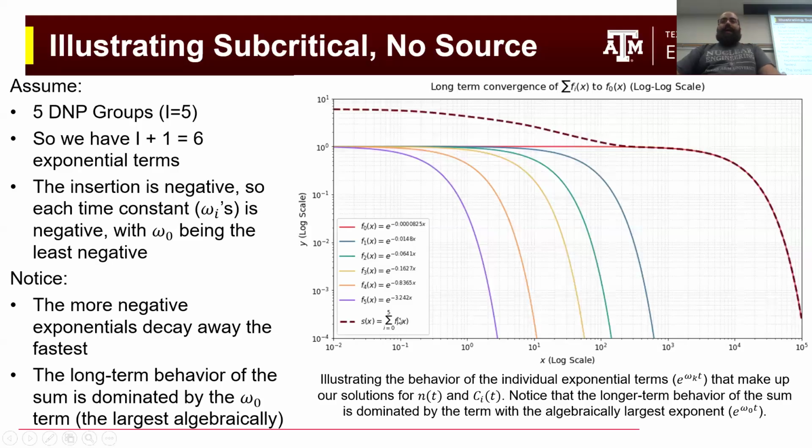And S of X is just adding up all of these terms together. And so notice for longer time behavior, the red one is the exponential that corresponds to my omega zero time constant. Notice that for later times, that sum and that omega zero term just fall right on top of each other. So when we're saying that the long-term behavior is a decreasing exponential based on the term with the algebraically largest time constant, that's just a visual plot of what we were talking about there. So hopefully that makes a little bit more sense if it was confusing at first.